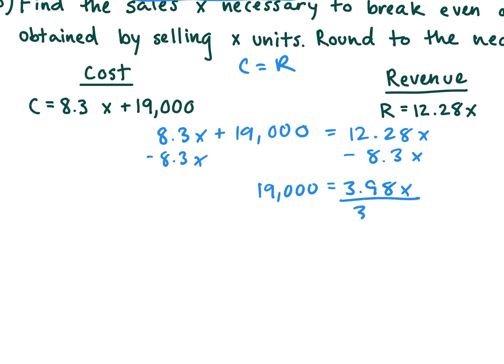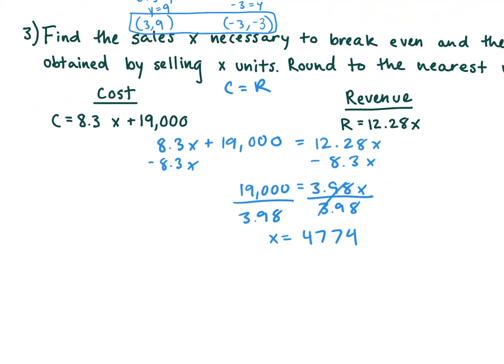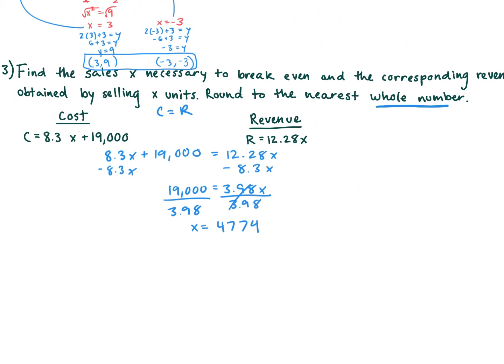So then divide by 3.98. So what do we get for x? If we're rounding, 4,774. 4,774. Because it says round to the nearest whole number. So that's how many units that we have to sell.